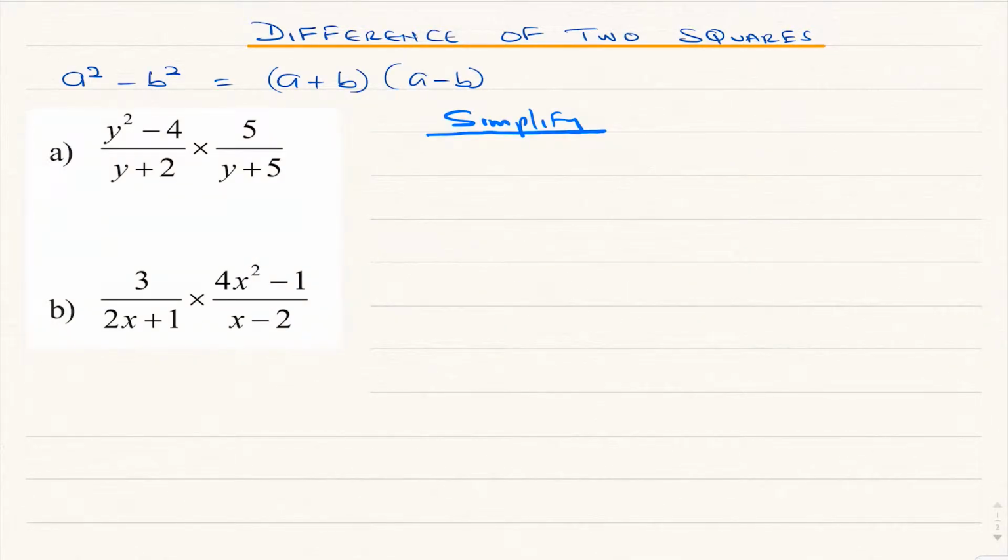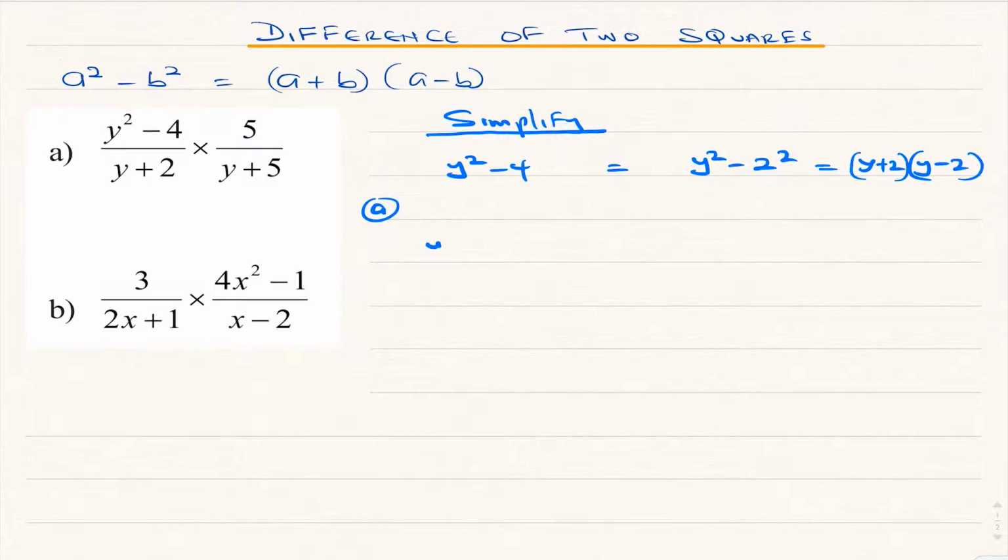We need to simplify questions A and B. First thing is to recognize the difference of two squares. So we can write y squared minus 4 to be equal to y squared minus 2 squared, which equals y plus 2, y minus 2. So let's do question A now.